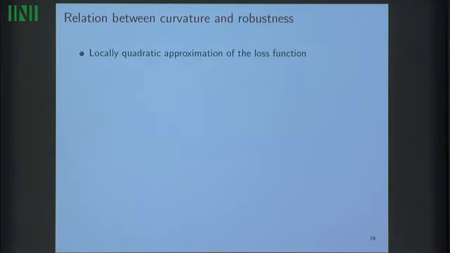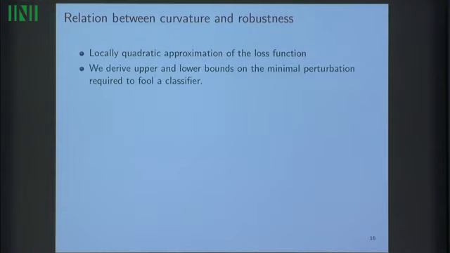Now we can also try to quantify the relation between robustness and curvature more mathematically. I won't go into details, but we can do a quadratic approximation of the loss function, and then this allows us to derive upper and lower bounds on the minimal perturbation that is required to fool the classifier.